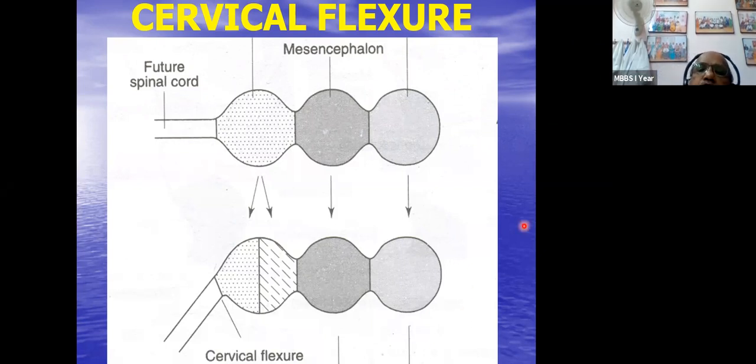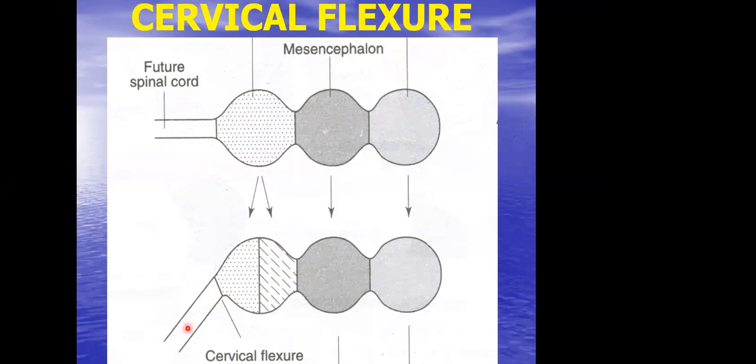So see that: your prosencephalon, mesencephalon, and your rhombencephalon. Rhombencephalon is divided into metencephalon and myelencephalon. So this is medulla. Medulla continues as spinal cord. Am I correct? Medulla continues as spinal cord. Yes, sir. Yes, very good.